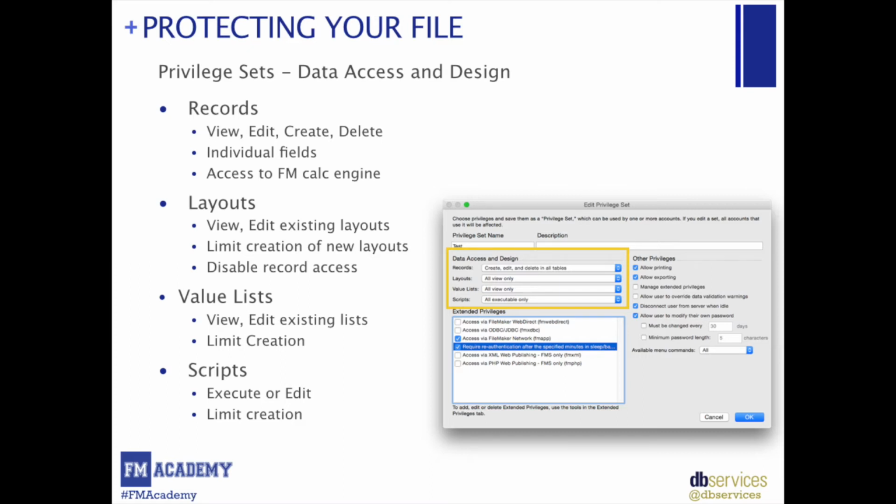The value lists themselves, so the value lists are what populate drop-down lists and other interface items in FileMaker. The value list, you can limit who can view or edit existing value lists, and you can limit creating new ones. Scripts, you can limit who can execute or edit a script, essentially creating or modifying a script, and you can limit essentially just creating new ones. So scripts, the big thing there is who can execute certain scripts.